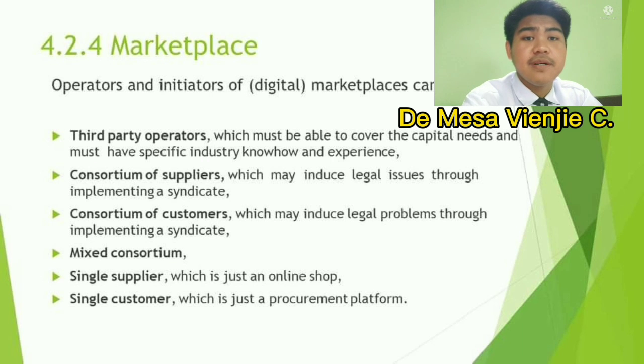Next is the consortium of customers, which may induce legal problems through implementing a syndicate. So it means that the customer should have a legal agreement or contract in purchasing in the digital marketplace. Mixed consumption: the digital marketplace should have mixed consumption in order to address the issue and to survive. Single supplier, which is just an online shop. Then the single customer, which is a procurement platform.